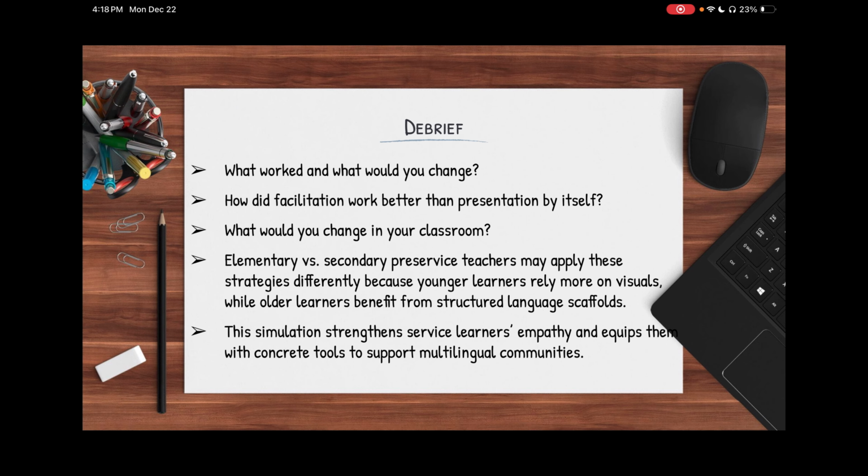So we're going to do a little debrief, and I want you to think about what worked and what didn't work, and think about what you might have wanted to change. So, does this facilitation work better now that you understand what students might go through since you saw the diagram, or were the slides enough to show you? And how does this vary from elementary school students to secondary students?